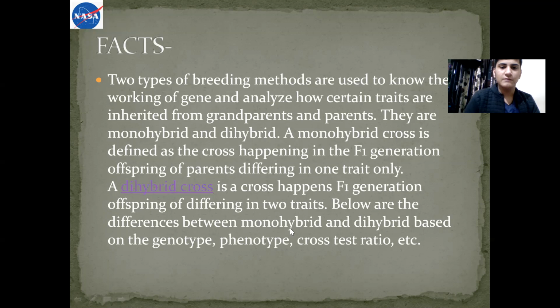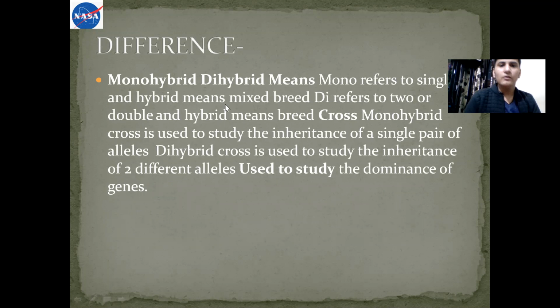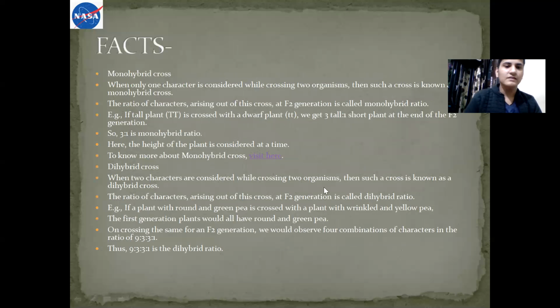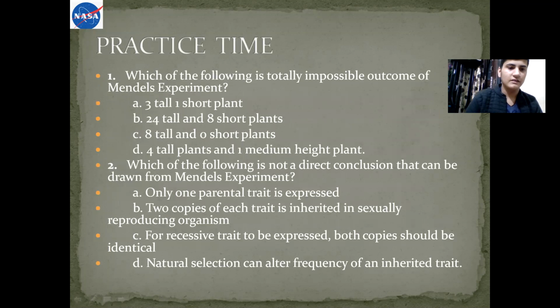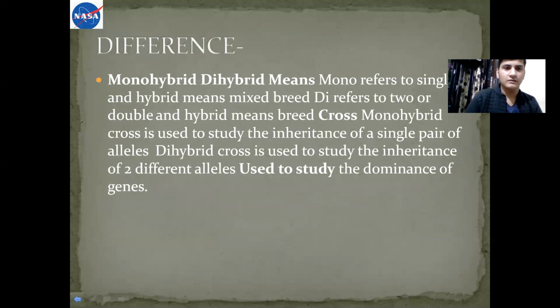Below are the differences between the monohybrid and dihybrid based on the genotype and phenotype, cross test ratio, etc. Now, difference. Monohybrid and dihybrid: mono refers to a single, and hybrid means mixed breed. Di refers to two or double, and hybrid means breed. A monohybrid cross is used to study the inheritance of a single pair of alleles.